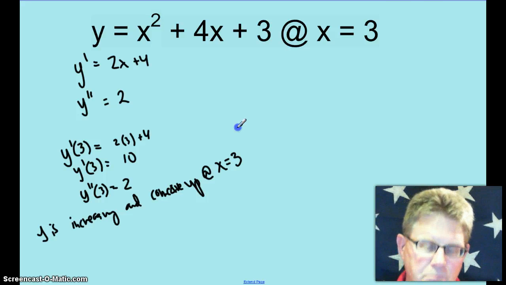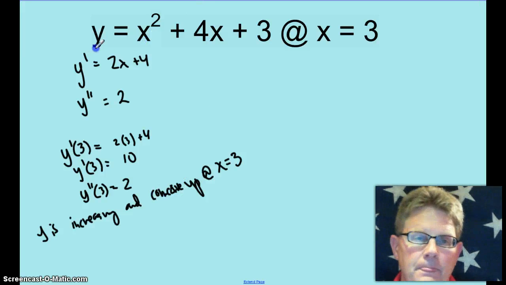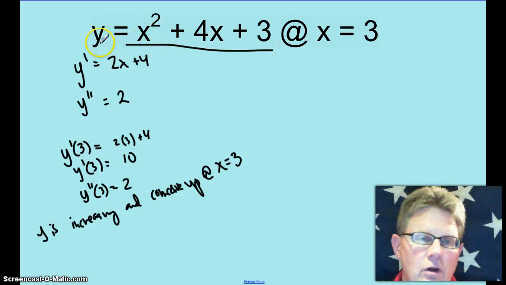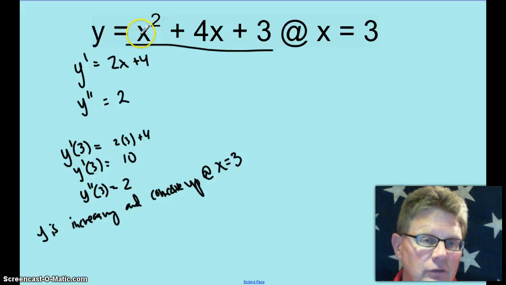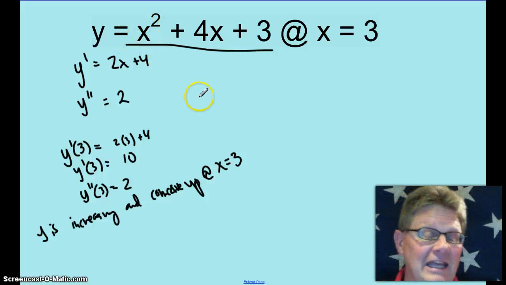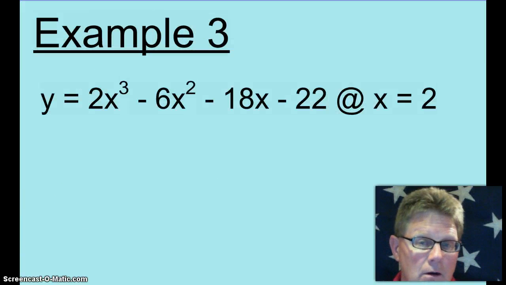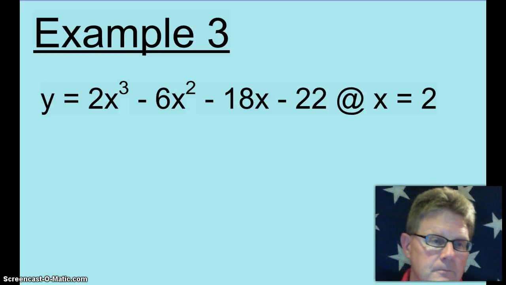And that makes a lot of sense because we know on a parabola that has a positive coefficient for x squared, that's going to be concave up everywhere, and if the coefficient of x squared was a negative, then it would be concave down everywhere, and y is increasing. Alright, let's try one more. Cubic function this time.